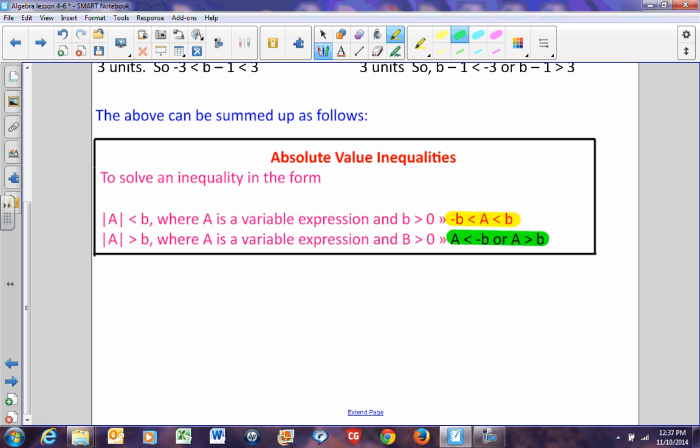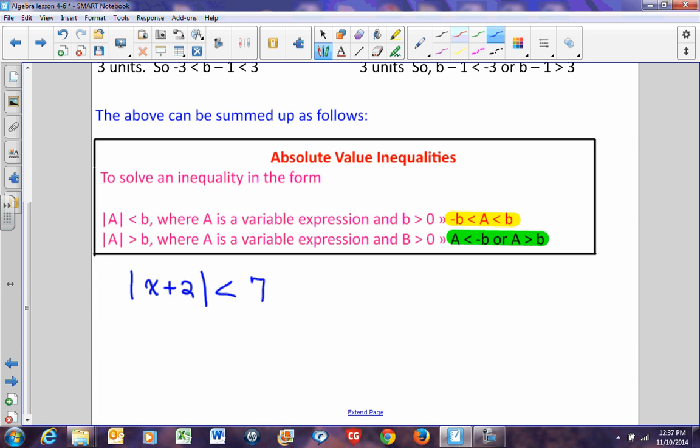This is kind of hard to follow. Think of this. You need to figure out how to set up a variable expression. Okay, so let's say I have the absolute value of x plus 2 is less than 7.